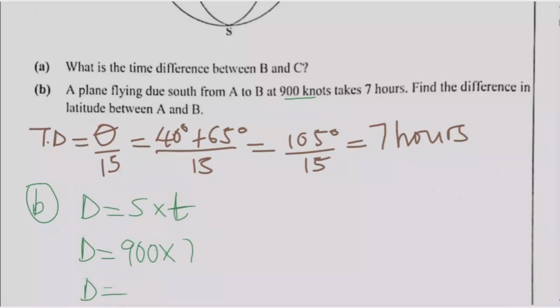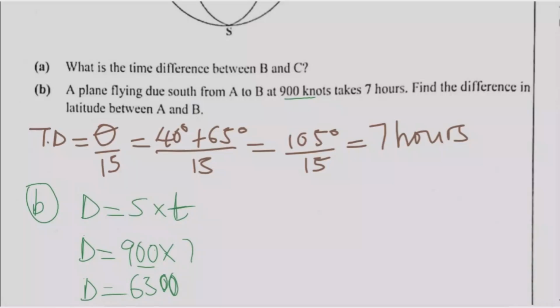Let's just focus on 9 and 7. So 7 times 9 will give me 63. Okay, so I ignored 2 zeros. So these 2 zeros, I'll put them to this product. So the answer will be 6,300. So now, like I said earlier on, when speed is in knots, the distance is in nautical miles. Okay, so that is the distance.